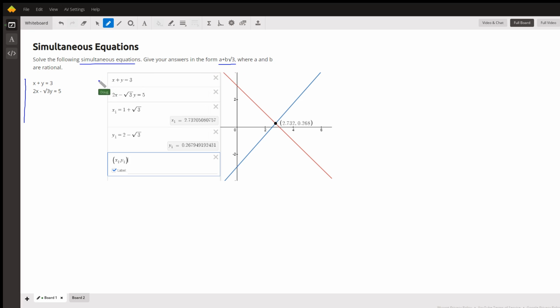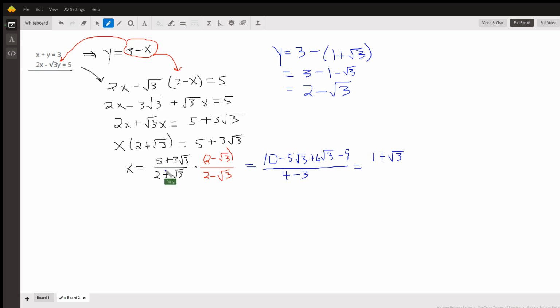Here are the two graphs, x plus y equals 3, and 2x minus square root of 3 times y equals 5. Here are the answers. And on the next page, we'll see how we got to them. And there's the point of intersection right there. So let's see what happens.